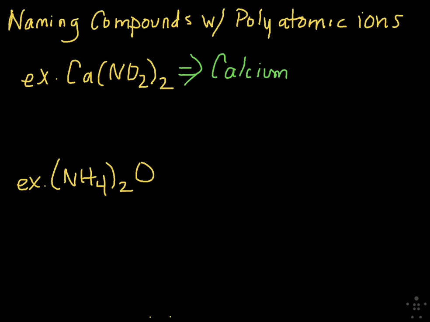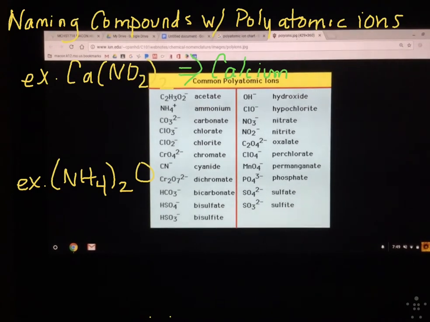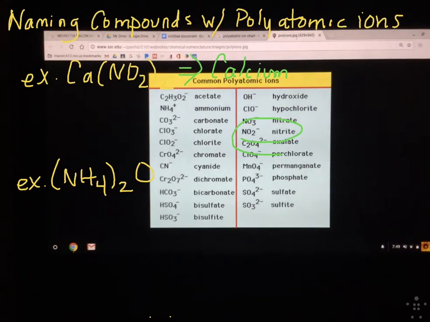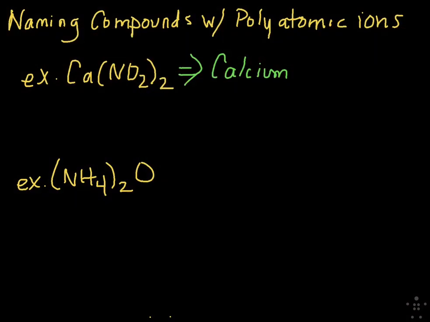But then I see I have a polyatomic ion, so I would refer back to a chart like this, and so I can find that ion on that chart. It is right there. Nitrite is the name, so that's the name that I use when I write it down. So, just add that to my name. That's calcium nitrite. Easy enough.